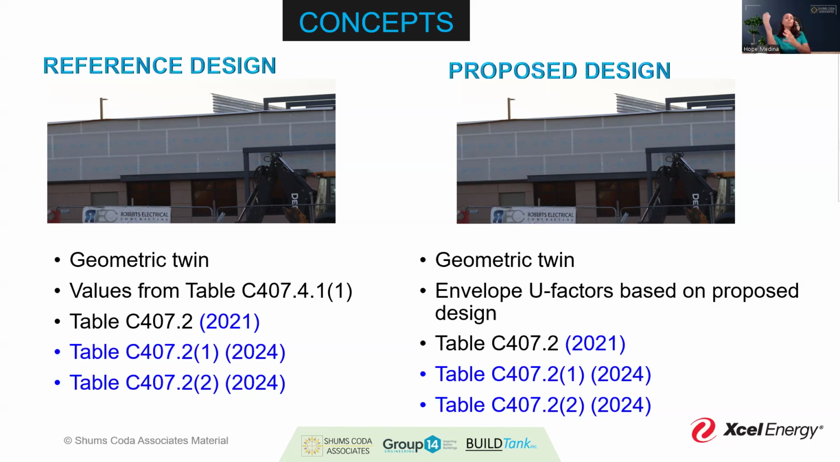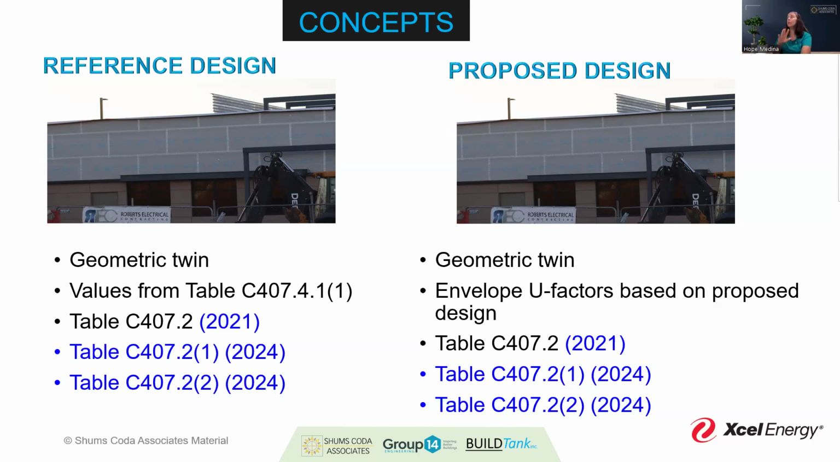And then for the proposed design, still the same, geometric twin. Now you're going to put the values in of what you wanted for the thermal envelope. You're going to put the values in for what you are proposing to install for your mechanical equipment, for your service water heat. What are you proposing to do for lighting, right? So those are the types of things that would go into the calculations. This isn't an in-depth one. This is just kind of like that 10,000 foot high of what the concepts are of this particular compliance class.